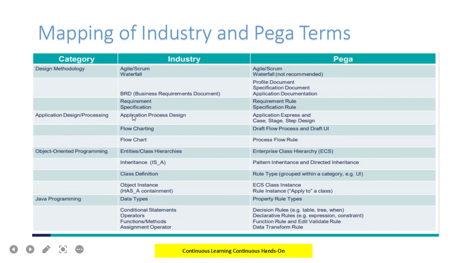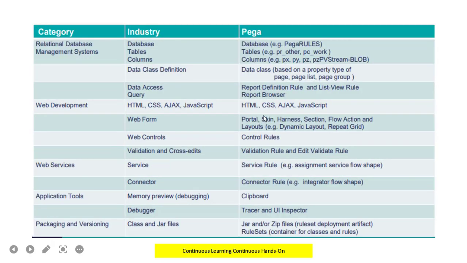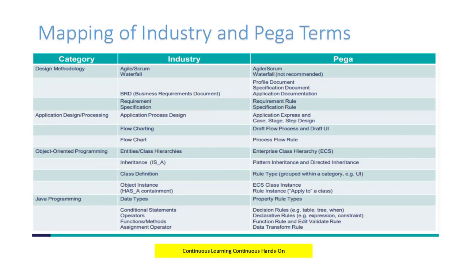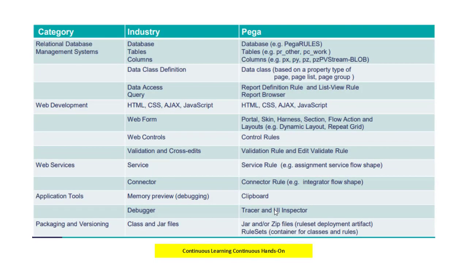Coming to application design, we'll have application process design. Normally in Pega we have case life cycle, stages, process, step design, smart shapes, and object oriented concepts also. We have ECS, enterprise class structure, inheritance, pattern inheritance, direct inheritance, rule types, properties in our Pega, and decision rules, declarative rules. These are all the common terms.